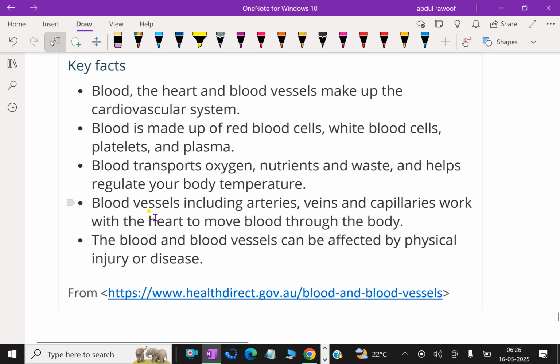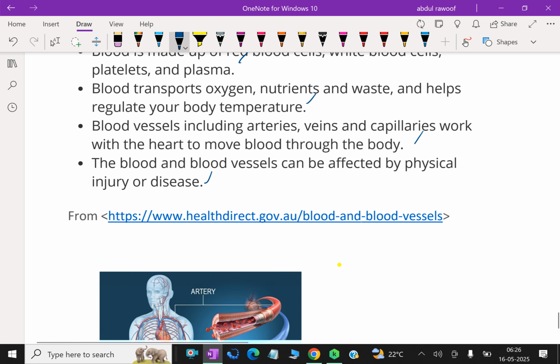Blood. Some key points. Blood, the heart and blood vessels make up the cardiovascular system. Blood is made up of red blood cells, white blood cells, platelets, and plasma. Blood transports oxygen, nutrients, and waste and helps regulate your body temperature. Blood vessels, including arteries, veins, and capillaries, work with the heart to move blood through the body. The blood and blood vessels can be affected by a physical injury or disease.